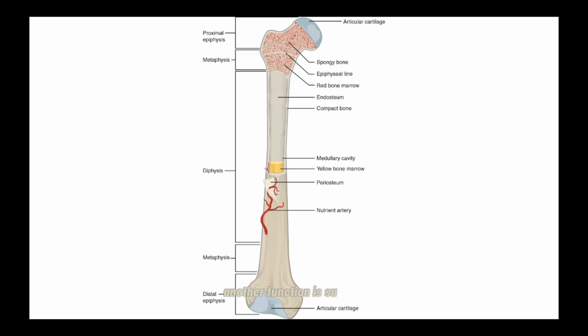Another function is support. Your organs would crush each other if the skeletal system wasn't there to keep them in place. Movement is another function of the bone. Skeletal muscles only have the ability to contract and shorten themselves. The skeletal system helps them by stretching them back out so that they can have complete movement.